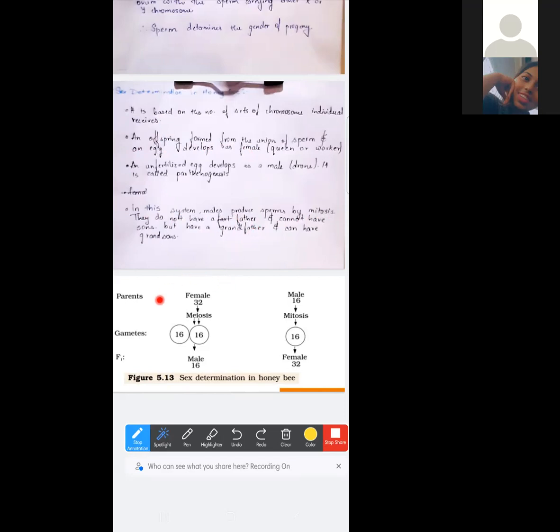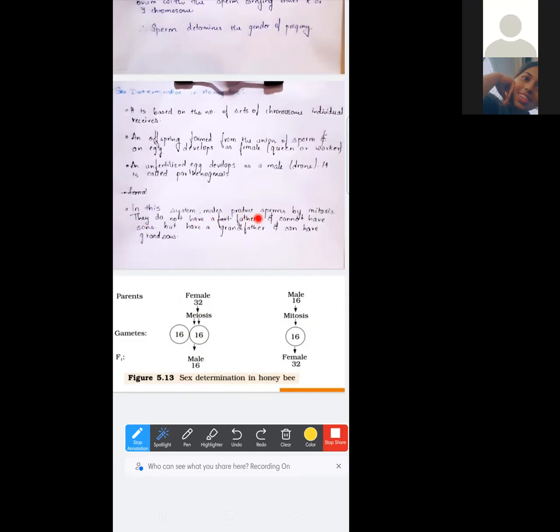See, females have 32 chromosomes. That is their diploid number. Males have 16 chromosomes. That is their haploid number. The female produces gametes by meiosis, and the male produces gametes by mitosis. As the female is diploid, on undergoing meiosis it forms haploid cells, which develop into males as they have chromosome number 16. In the case of the male, it undergoes mitosis, hence 16 goes to 2n, that is 32. Hence the female is formed.